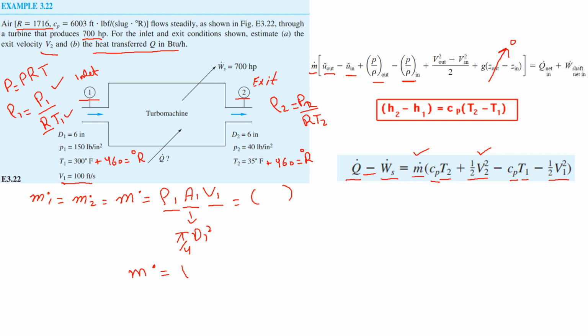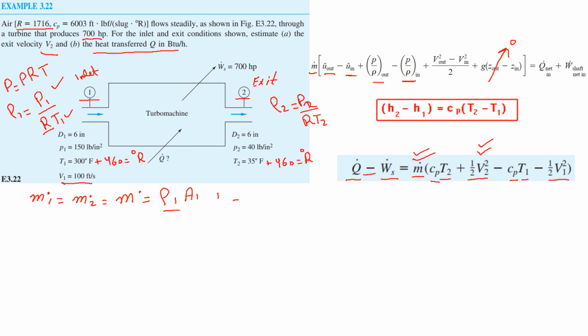So m dot will be equal to rho 2 A2 V2. So we can find our velocity V2 by using this equation, and we will know our density at section 2, our area at section 2, and our mass flow rate will be conserved, so we can find our velocity in terms of foot per second. So the unknowns in this equation were mass flow rate, now that is known, and our velocity V2, that is also known. So by substituting these values into the governing equation, we can now solve that equation for our heat transfer that is going into the system.